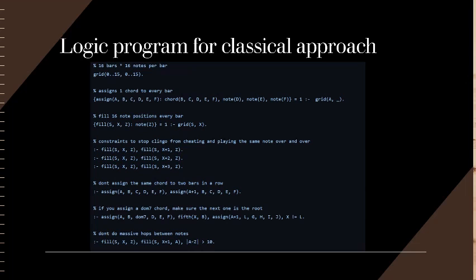In case of integrity constraints, the first set of integrity constraints that you see on the screen were used to make sure that no same note is played twice in a row. The second set of constraints that we used were to prevent the chords from repeating. The third constraint that we used ensures that if a dominant 7 chord is assigned to a bar, then the next bar will be a root.